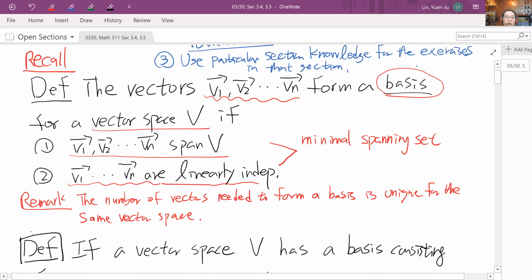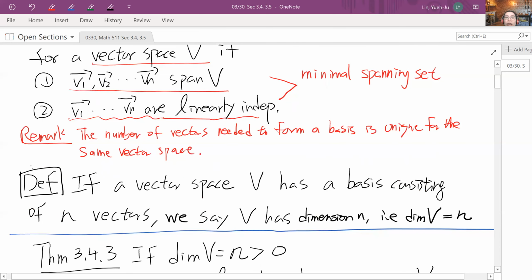This is what we also learned last time: if we know this number, in other words, if we know how many vectors we need to form a basis for this vector space, then this number n is what we call the dimension of the vector space.